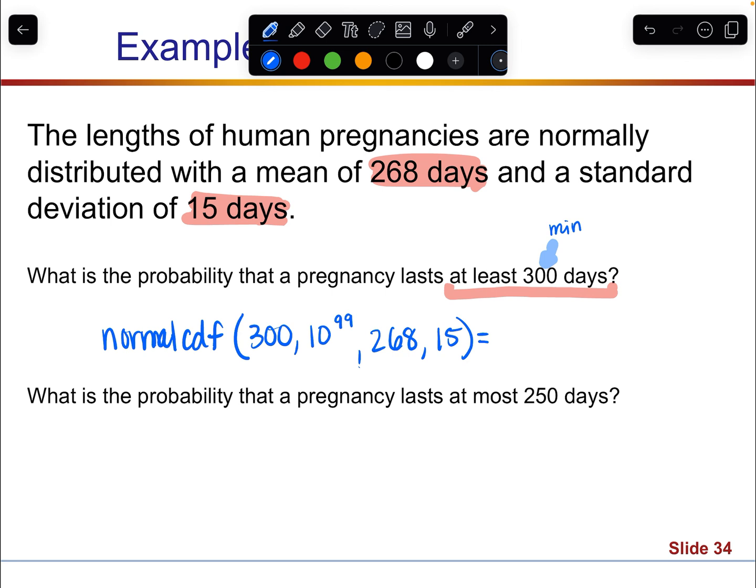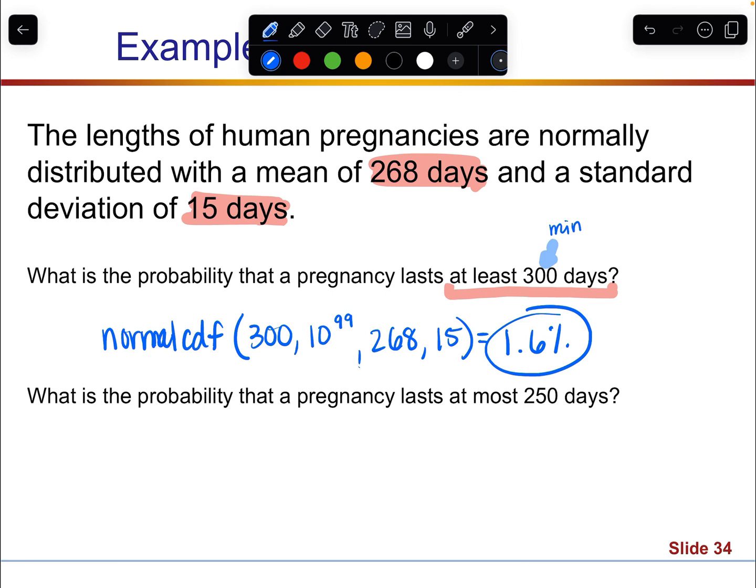I feel like we've been pretty good about plugging into our calculator, if we still need help with that. But again, just going to second vars, typing in these data points, we should get 1.6%, right? So it would be a pretty rare chance of someone's pregnancy going more than 300 days, especially nowadays with advanced medical stuff, right? They can probably get induced and so forth.